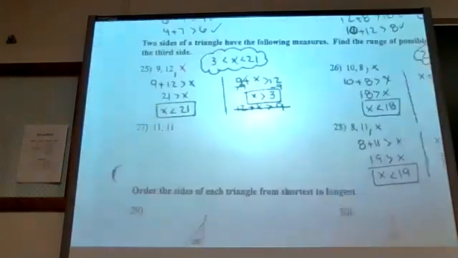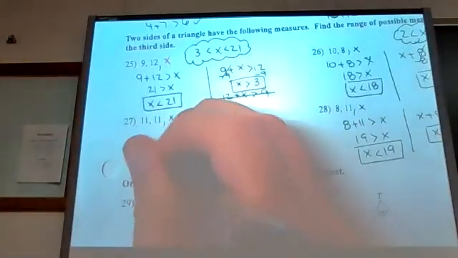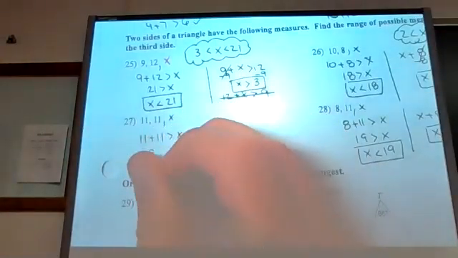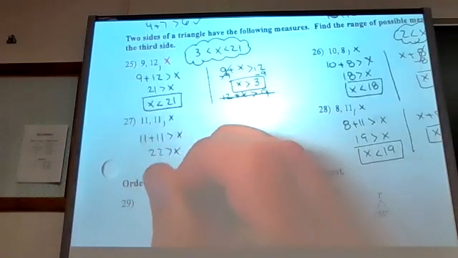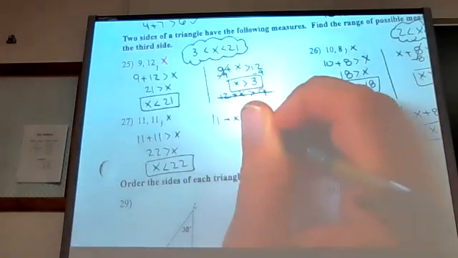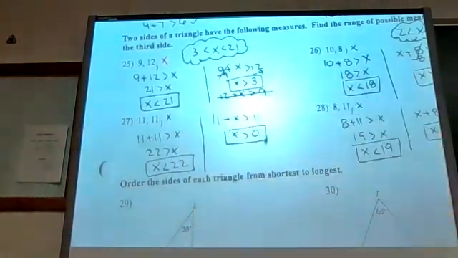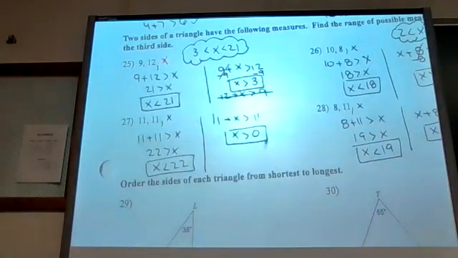Going back one to 27, 11 and 11. So 11 plus 11 has to be greater than X, or 22 greater than X. X has to be less than 22. Or X has to be greater than 0. Okay, that's your range on 27, 0 to 22.